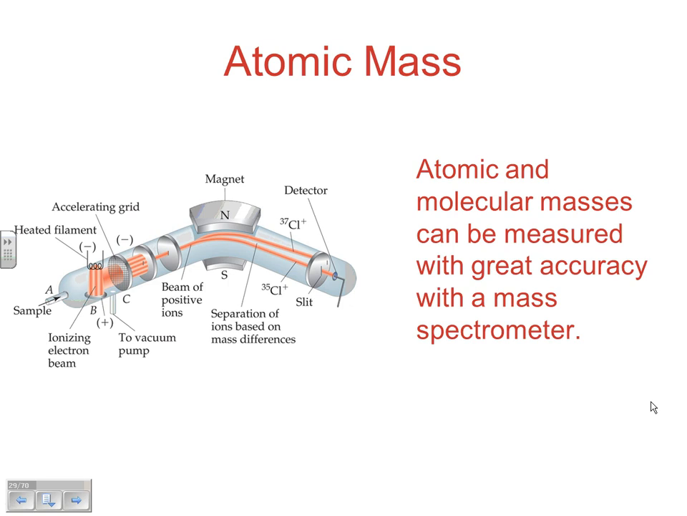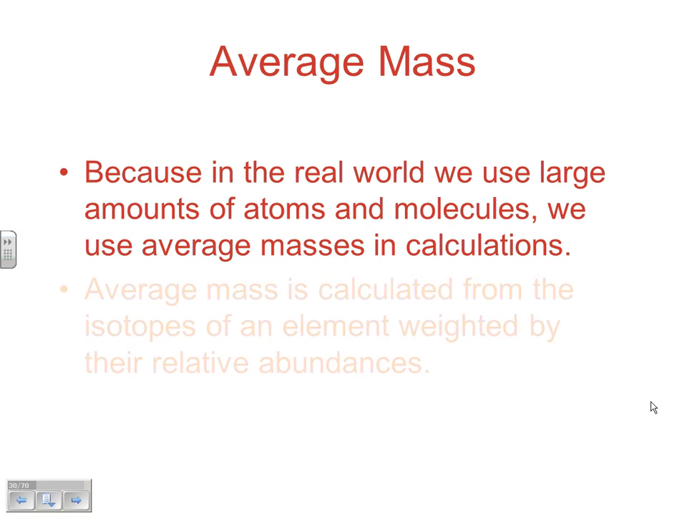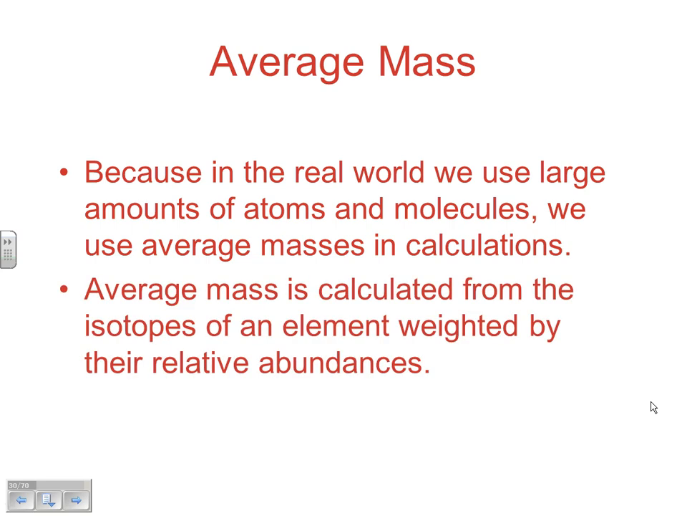So the difference in the particles can be determined by their deflection from the middle. Now, because in the real world we use large amounts of atoms and molecules, we use average masses in calculations, because we're never talking about just a couple of atoms, we're talking about massive batches of atoms. And it is true that the average mass of a large batch of atoms is relatively stable. So average atomic mass is what we typically use.